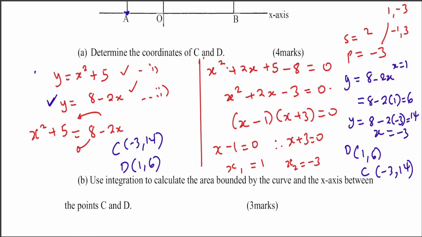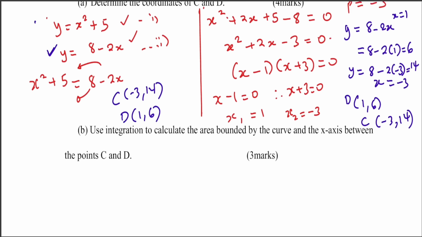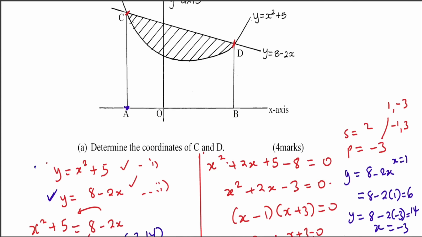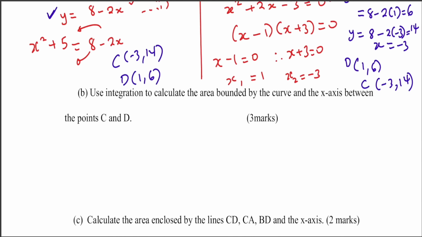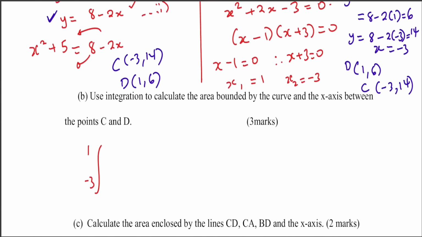Now question B. Question B says use integration to calculate the area bounded by the curve and the x-axis between the points C and D. That is from negative 3 to 1. So we need to integrate over that range, using which equation? y equal to x squared plus 5. So x squared plus 5.